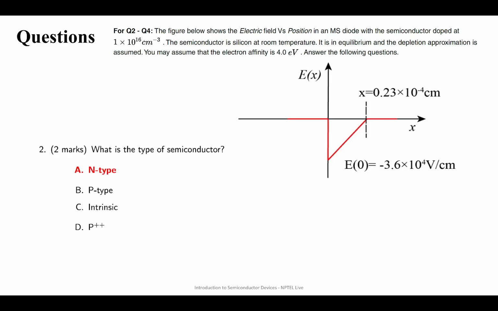So the answer to this will be N type. So you can see the electric field in the depletion region is negative, which means electric field is going from semiconductor to the metal, which means electrons are being transferred from the semiconductor to the metal, which is in an N type semiconductor region.